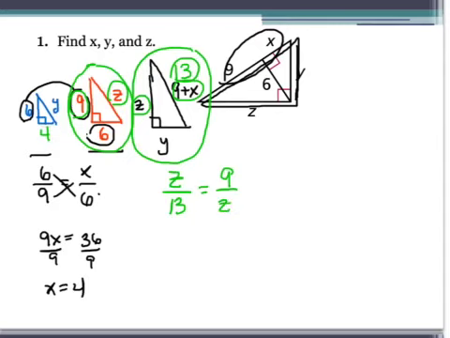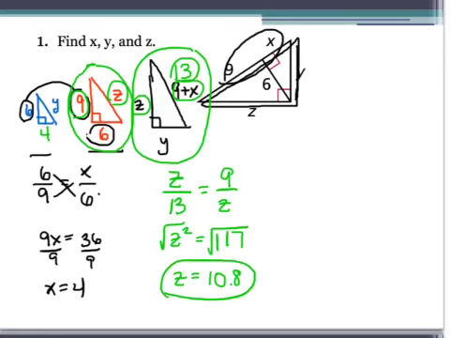And now I can cross multiply again. 9 times 9 is 9 squared. 13 times 9 is 117. And I square root. Now 117 is not a perfect square, so you'll have to type that in your calculator. And you will get 3 times the square root of 13, or approximately, how about 10.8? So there's the length of z.